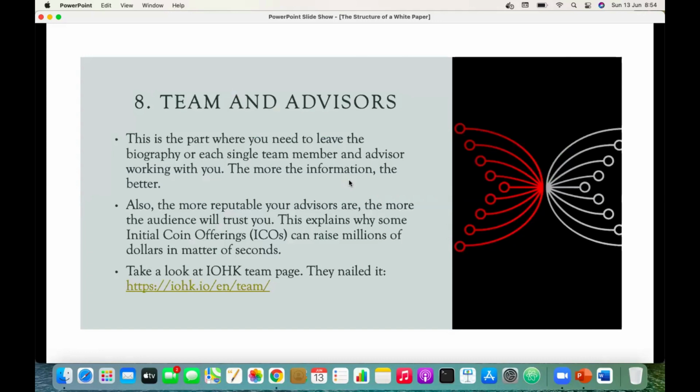Team and advisors, this is the part when you need to outline the team members. Do not put avatars, do not use just a picture. You need to allow people to see that these are legit people. They have legit LinkedIn accounts. They have legit information. They are decent people. Their advisors are amazing. These are all aspects that can affect investing and using the product or the service that you are trying to offer to the community.